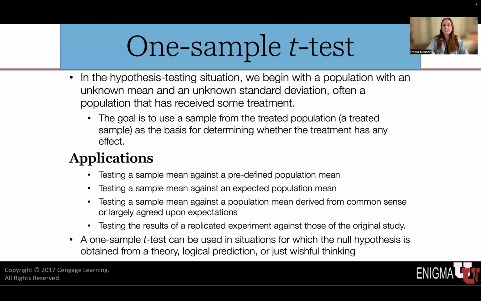And lastly, you can use a one sample t-test to test the results of a replicated experiment against those of the original study. In this case, your sample mean is going to be your replicated study, I guess, that you did yourself. And the hypothesized mean is just going to be the previously reported mean score from the original study. So those are just some examples of times when you would use a t-test instead of a z-test. In general, you use a t-test when your null hypothesis is obtained from a theory, a logical prediction, or just wishful thinking, when you don't know what that mean is.